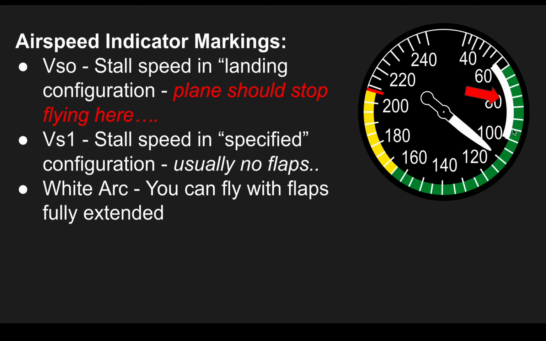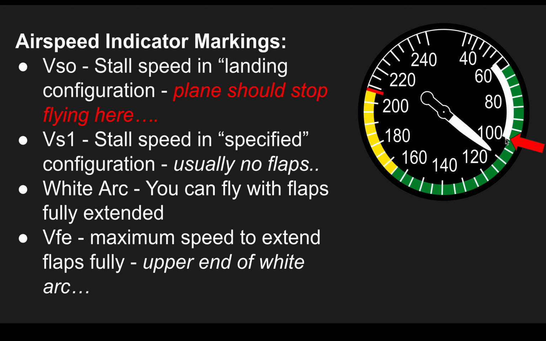Then we have the white arc. And the white arc, you can fly with flaps fully extended at this speed, meaning you won't damage the flaps if you deploy them all at this speed. So at 100 knots in this plane, if you deployed the flaps, you would be okay. You can use the flaps anywhere in this white arc. You can use them at slower speeds too. It won't hurt them, but you could deploy them in this white arc fully. And that speed that you have to be at is called VFE, velocity flap extension. This is the maximum speed to extend flaps fully. It's the upper end of the white arc, we call it.